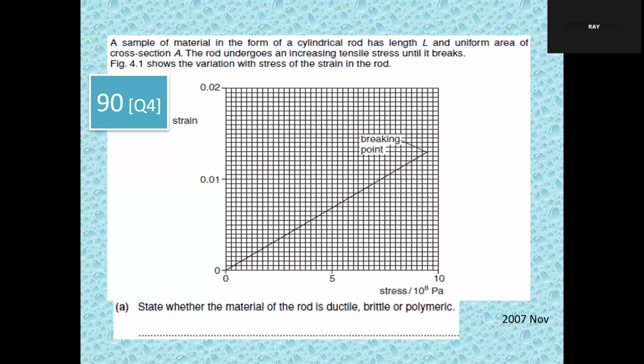From the graph, state whether the material of the rod is ductile, brittle, or polymeric. That's the breaking point. You stretch it until it breaks. Ductile. No, brittle. Yeah, brittle. I confused the word.